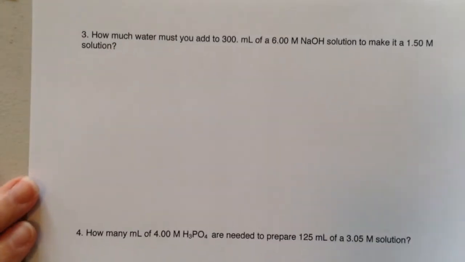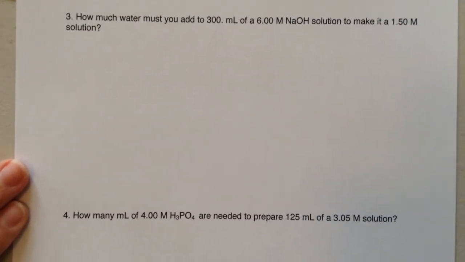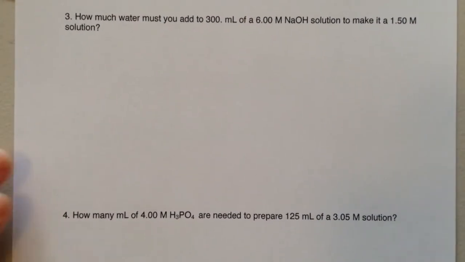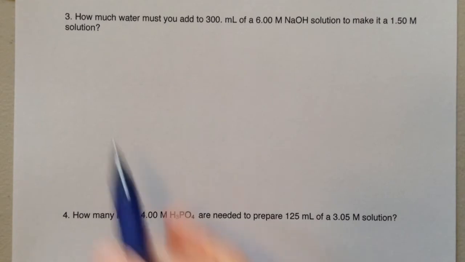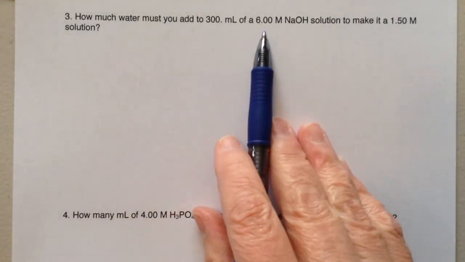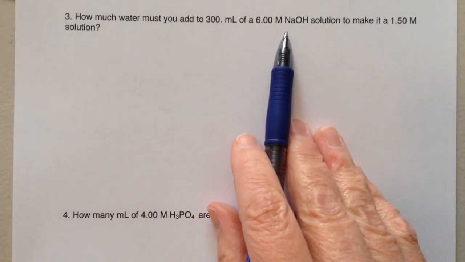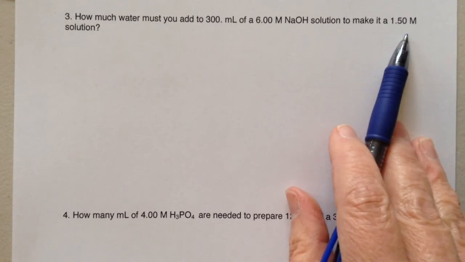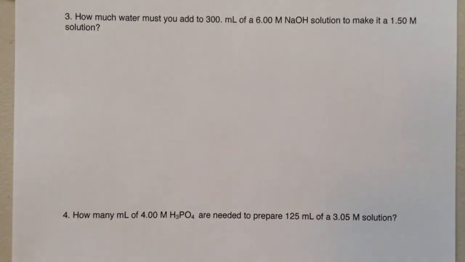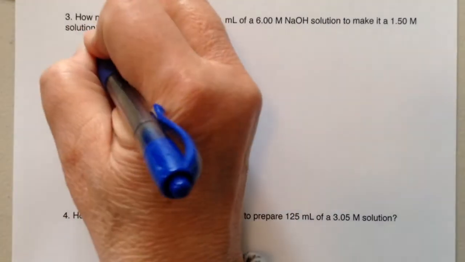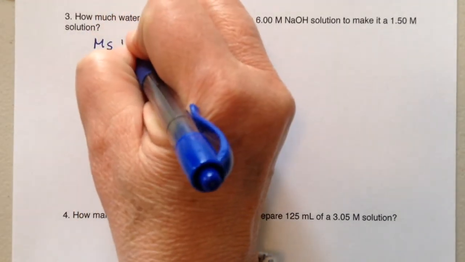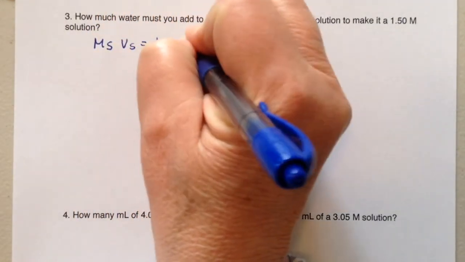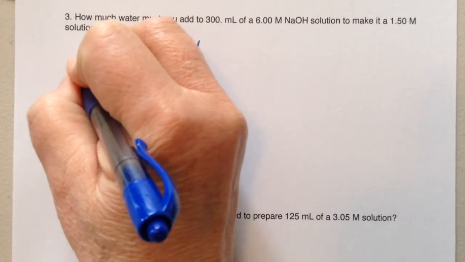So here's another one. Let's say you've got the question of how much water do you need to add. All right, so this is a little bit tricky. So let's say you have how much water must you add to 300 milliliters of a 6 molar sodium hydroxide solution to make it a 1.50 molar solution. This is actually really practical, but we still use the MSVS equals MDVD, and we're going to list them out.